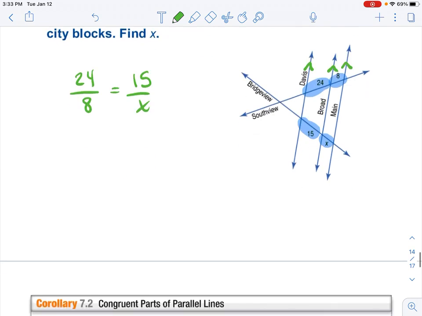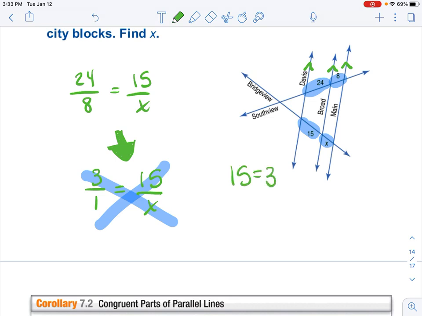24/8 equals 15/x. I'm going to go ahead and reduce to begin with here. So 24/8 actually reduces to 3/1 equals 15/x. Go ahead and cross multiply. I end up getting 15 equals 3x. So x will equal 5. And I'm good to go. That will plug in here.